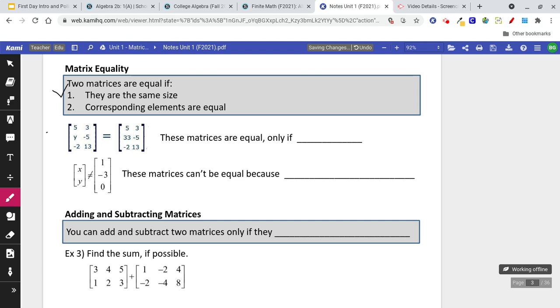And so the only way that this could possibly work is if that y value equals 33. That would make their corresponding elements equal. Then those 2 matrices are equal.